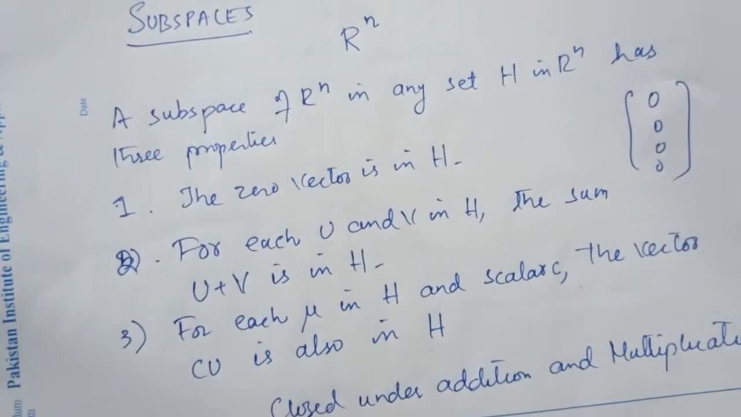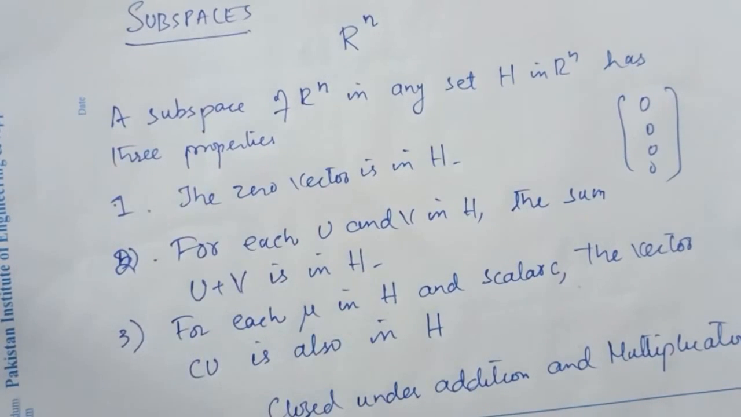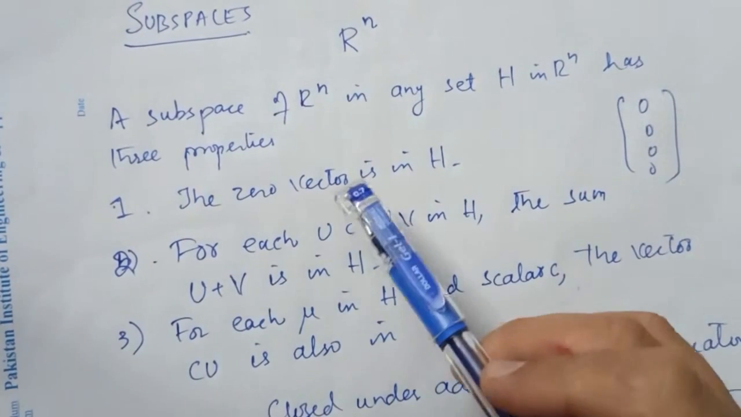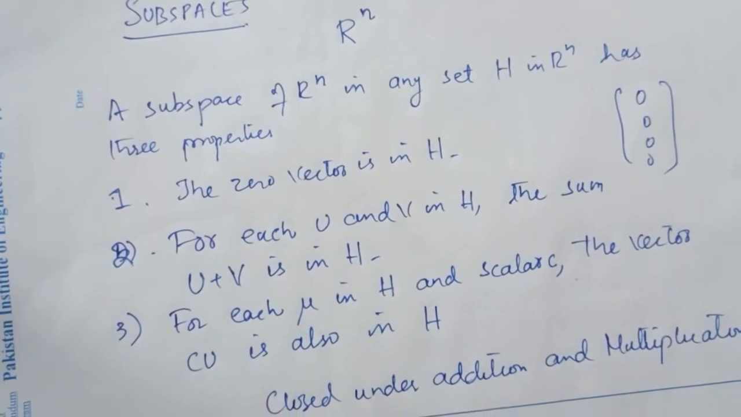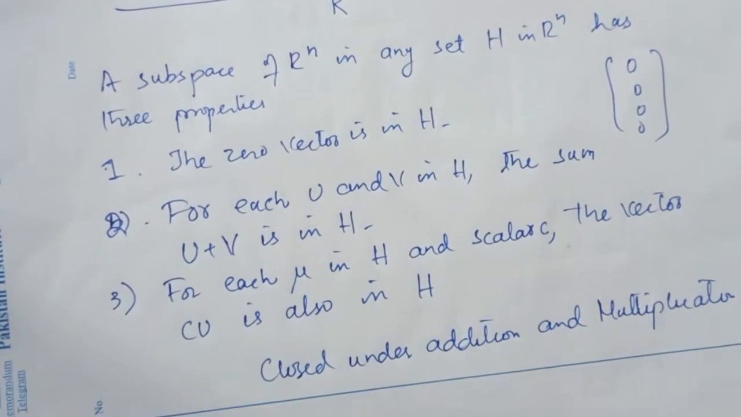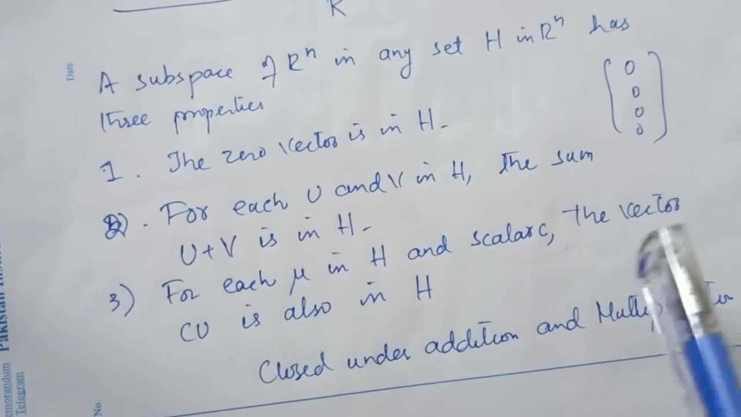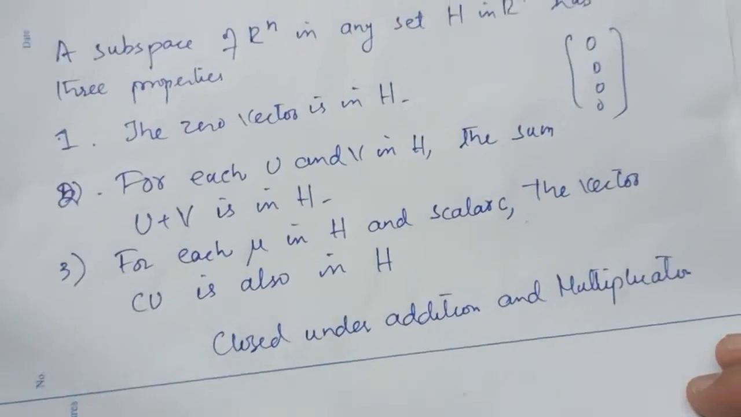First one was subspaces, and to recap, we defined a subspace of R^n as any set H in R^n which has the following three properties. The first is that the zero vector is in H. For each pair of vectors u and v in H, the sum u plus v is in H. And for each u in H and some scalar c, the vector c times u is also in H. So the fundamental property of a subspace is that it is closed under addition and multiplication.